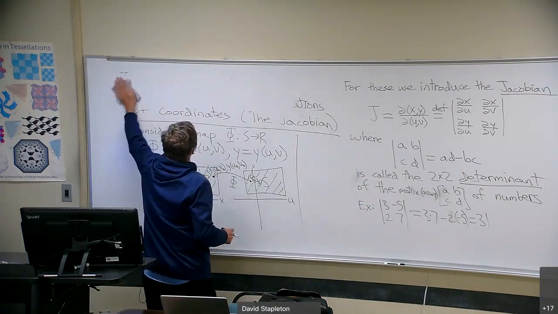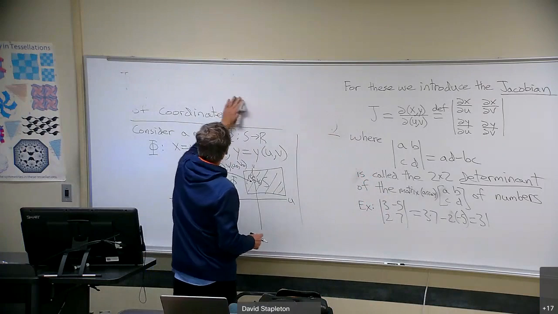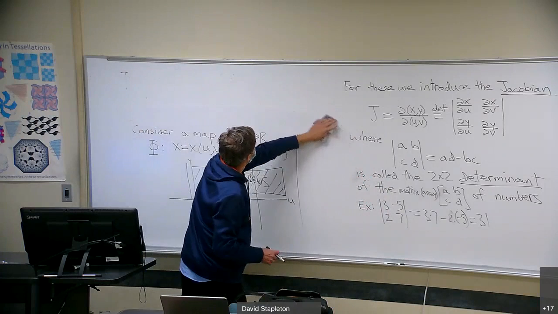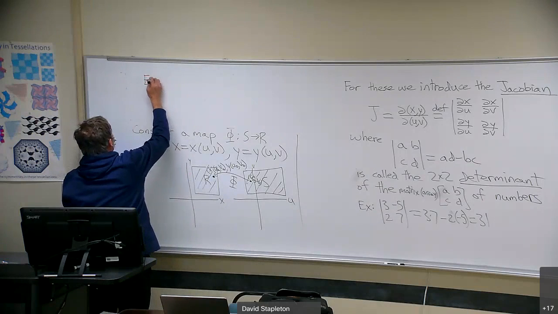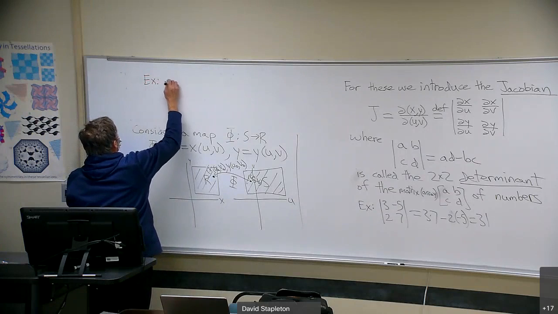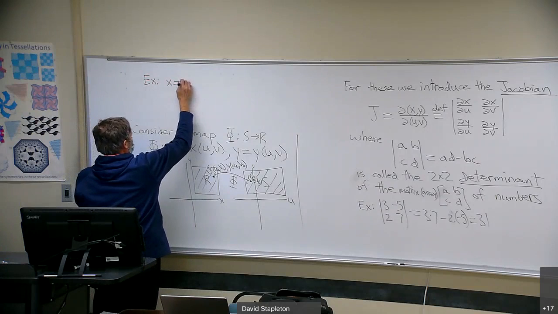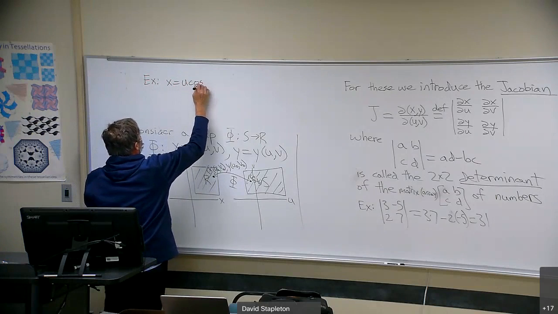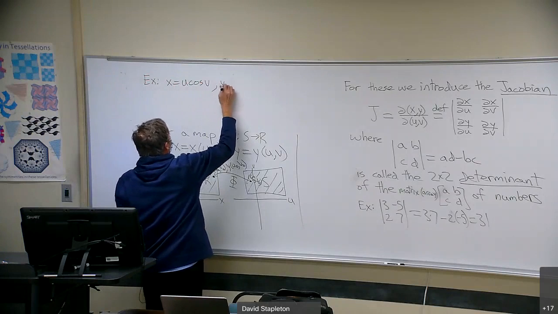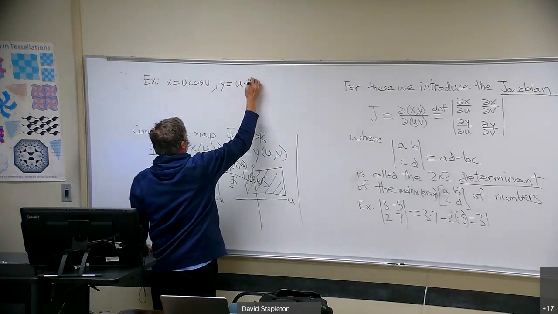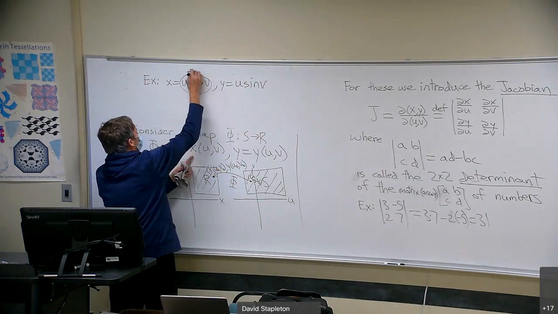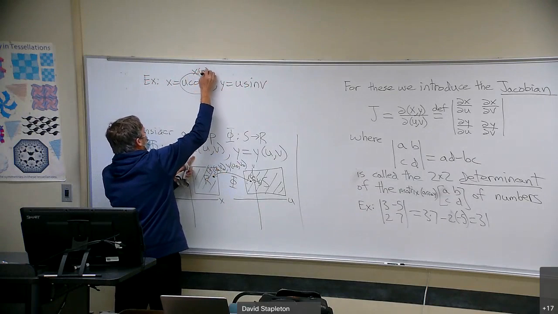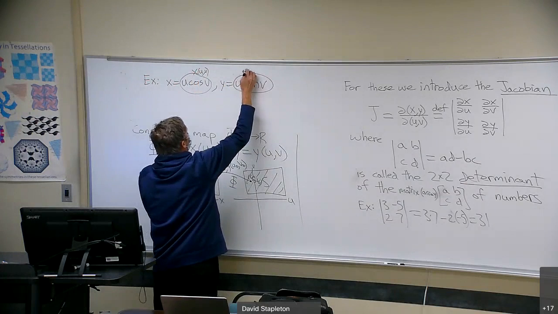So now, what's the Jacobian of a transformation of coordinates? Here's a real example of a transformation of coordinates. Suppose I put x equals u cosine v and y equals u sine v. This is x equals a function of u and v. You can call this x of u, v if you like. And this is a function of u and v, y of u, v.